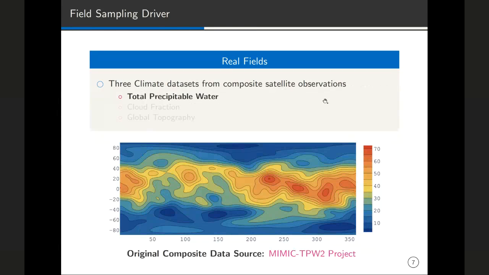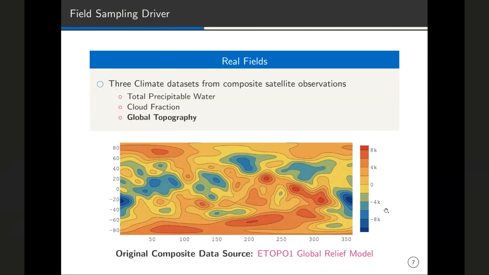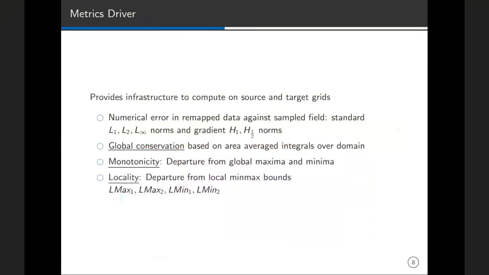We also chose 3 specific real field data sets, which are obtained from composite satellite observations. One is the total precipitable water. This is a contour plot of how that looks. The next is a cloud fraction. What I also want to point out here is that some of these fields have strict bounds. The cloud fraction here is between 0 and 1. And the global topography is pretty widely varying, in the sense it's about minus 11K here to about 9K at the upper end of the spectrum. During these remapping studies, we want to make sure that those bounds are also met, right?